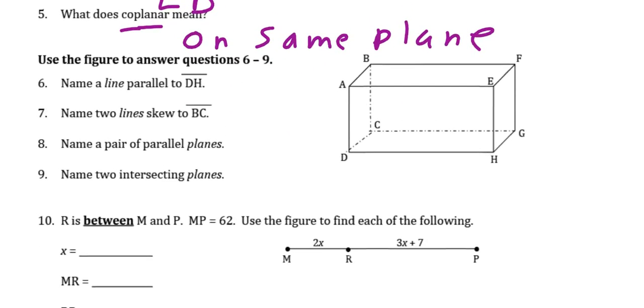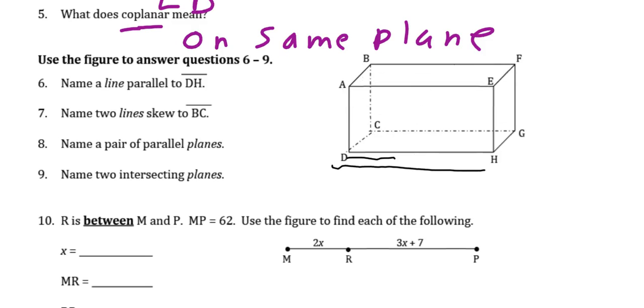Okay, name a line parallel to DH. Well, where's DH? DH is sort of right there. Board's a little off. So watch. What's parallel to that? This, this, and this. Okay? So DH, CG, BF, and AE.